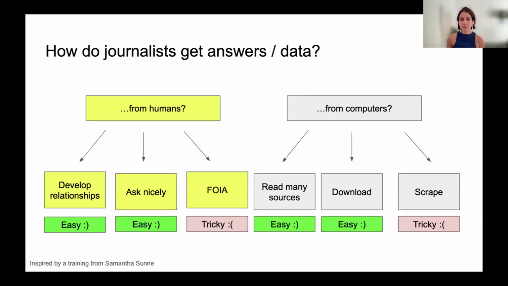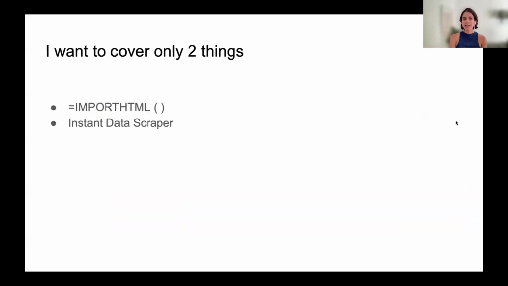We can read many sources, we can download data, but sometimes it's harder to visualize, it's a bit under the hood, so that's where we can use web scraping. For my part of the presentation, I want to cover only two things, because I want you to walk away from this webinar with the confidence that you can start applying these two techniques to your reporting today after the webinar is over. We're going to cover a formula called import HTML, which can be used on Google Sheets. And we're also going to be covering a Chrome extension called Instant Data Scraper.